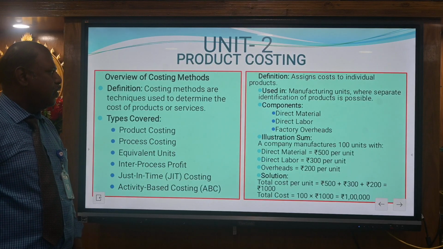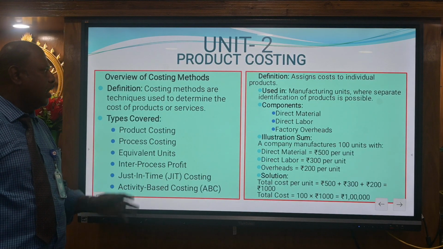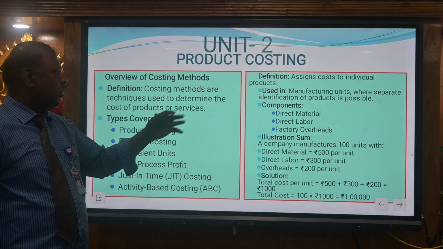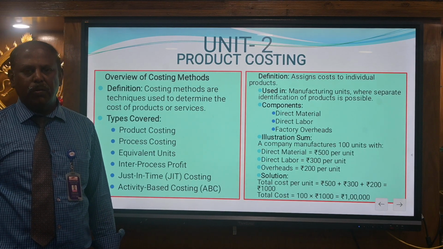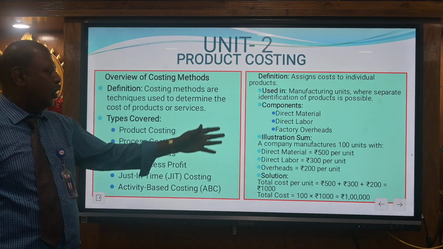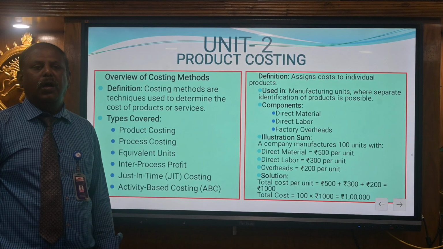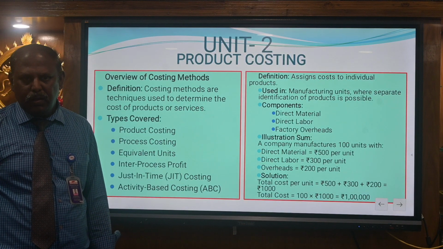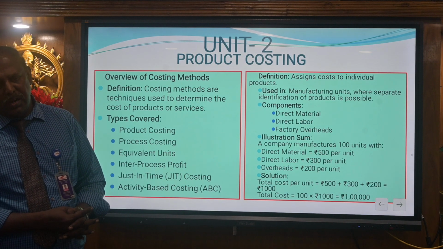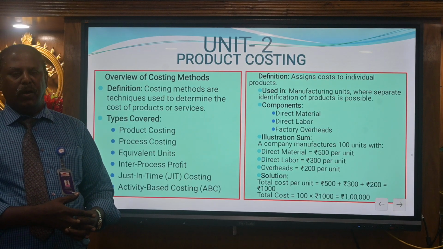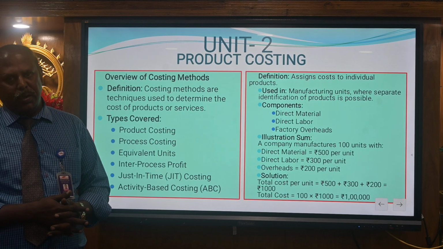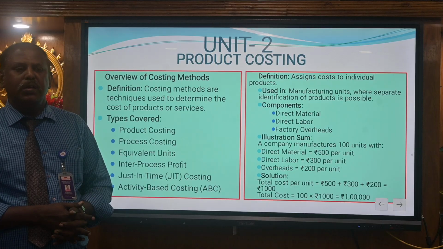Here we have some definition about the product. Assigning cost to an individual product is product costing. For example, when you manufacture one product, we have to use different elements. That means material, labor, and overhead expenses. When you determine one product cost, we have to add some materials, we have to engage some laborers to manufacture it. At the same time, we have to spend some money as overheads. So the three elements create the cost of a product or cost of any services.